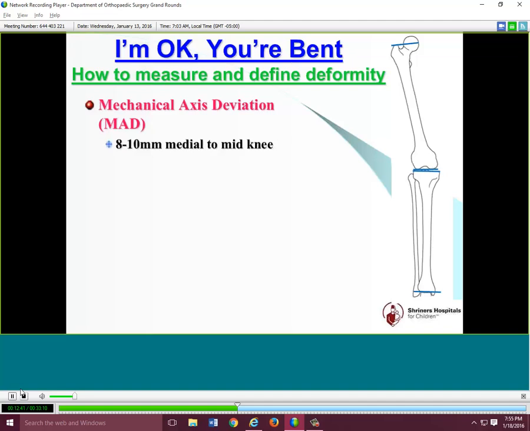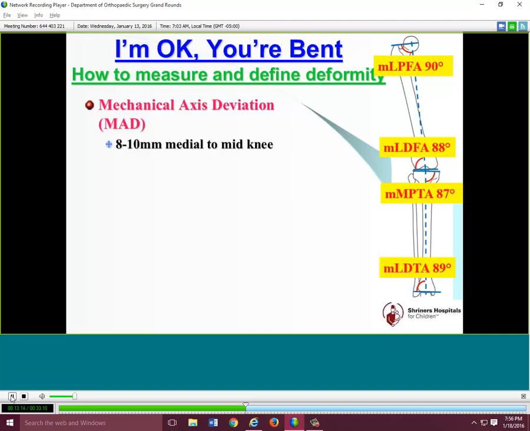So we draw our little joint orientation lines, the proximal femur, proximal tibia, distal tibia. And then we place our mechanical axis lines from middle femoral head, middle knee down to ankle. We'll measure each one of our angles individually. So proximal femoral, proximal tibia, distal tibia. And what we find is that our lateral proximal femoral angle is 90. Well, we know that's normal. Lateral distal femoral angle is 88. That's normal also. Medial proximal tibial angle 87. That's normal. And lateral distal tibial angle is 89. So those are all normal.